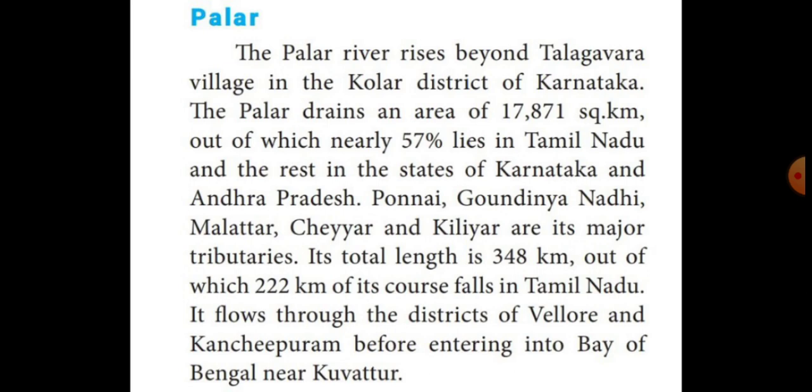57% of this river is flowing in Tamil Nadu. The rest of the areas are flowing in Karnataka and Andhra Pradesh. Many tributaries are there in the Palar river. The important tributaries of the Palar river are Ponnai, Gaundinya Nadi, Malathar Nadi, Cheyyar, and the last important tributary is Killiyar. Killiyar is also one of the important tributaries of this Palar river.